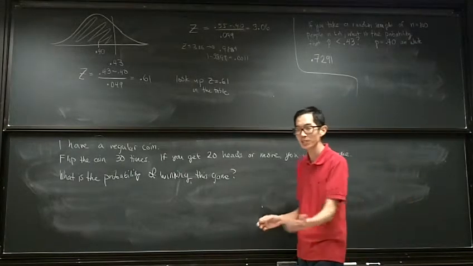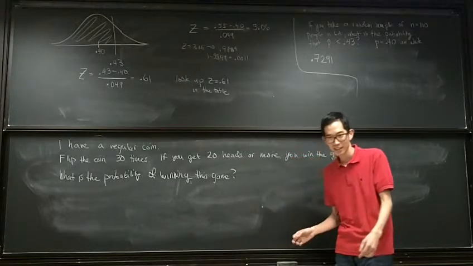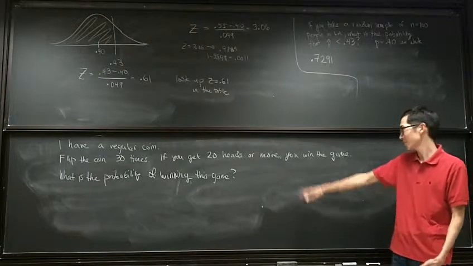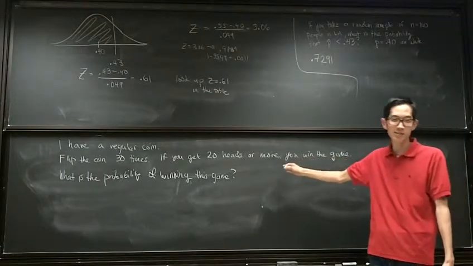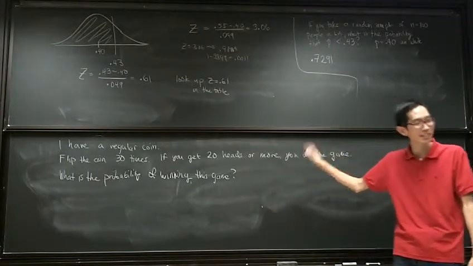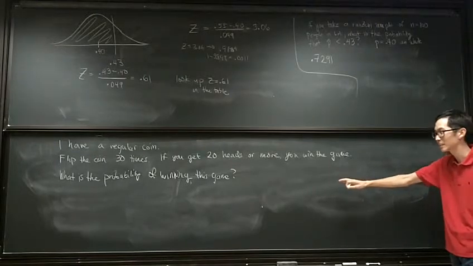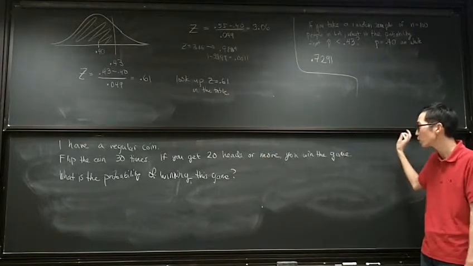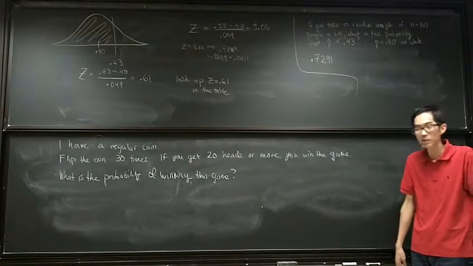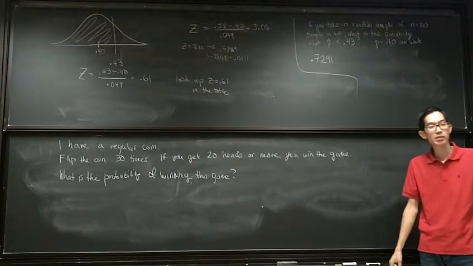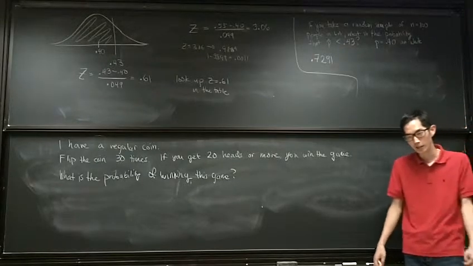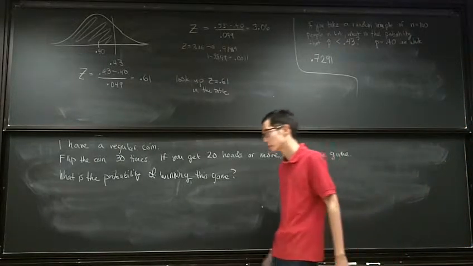You flip the coin once, you win if it gets heads. There, you only have a 50% chance of winning. If here you're going to have a 60% chance of winning, this game is way better, but it's clearly not, right? So you're going to flip the coin 30 times. If you get 20 heads or more, you win the game. What's the probability of winning the game? Can we answer this? Sure. Let's try it.